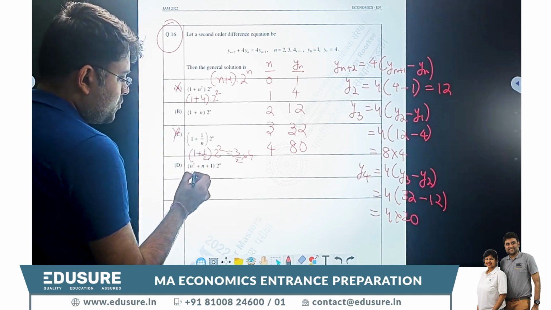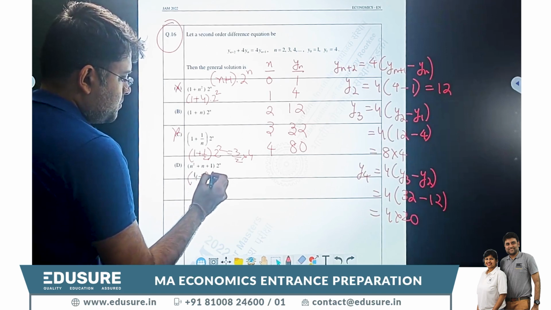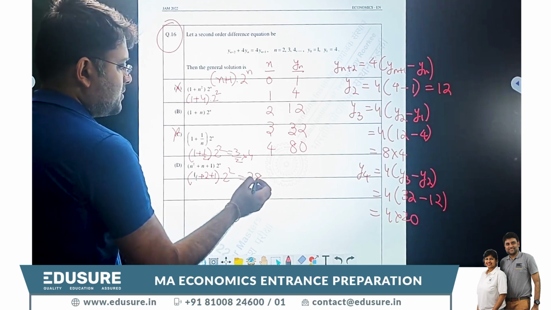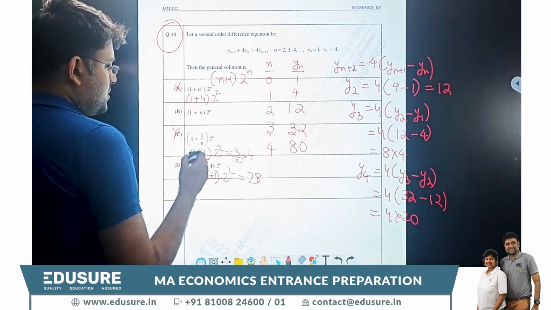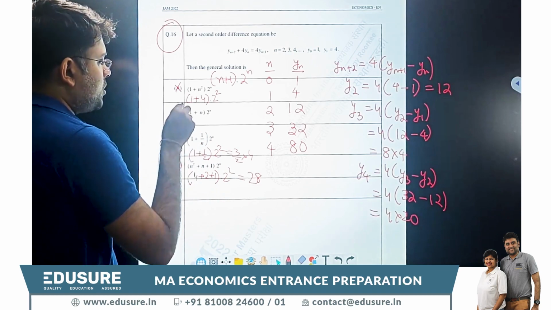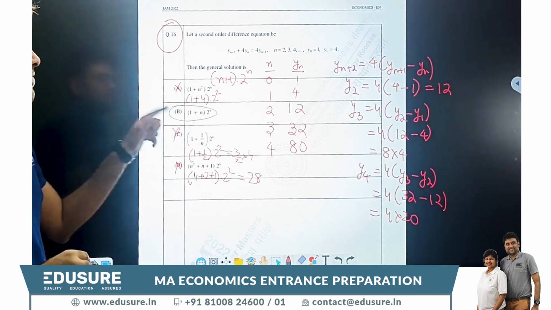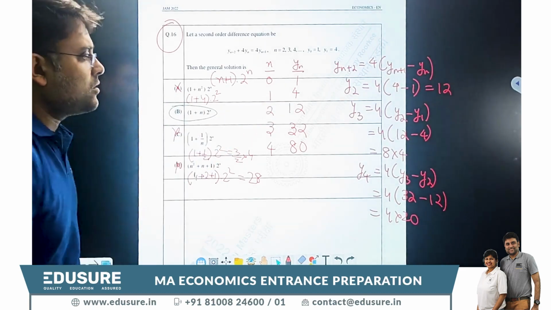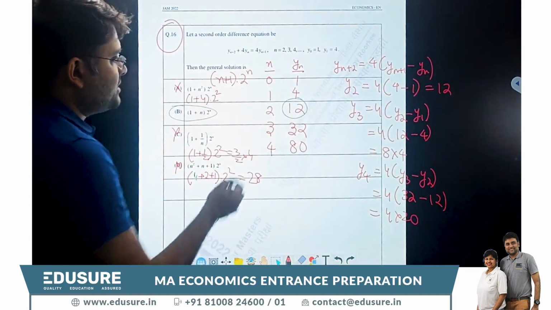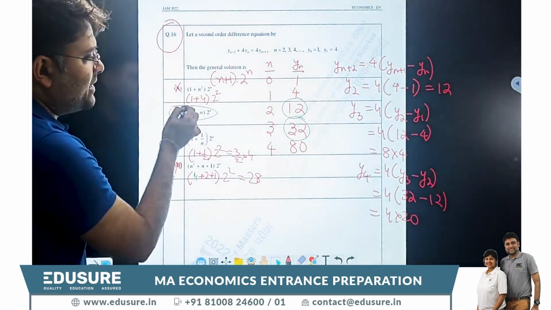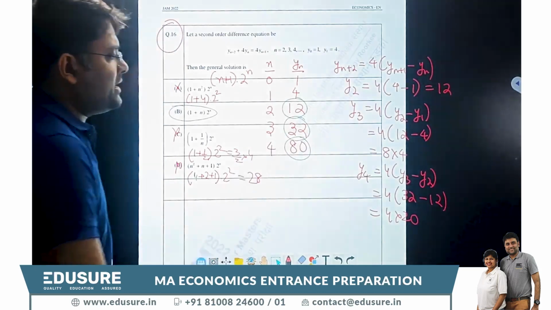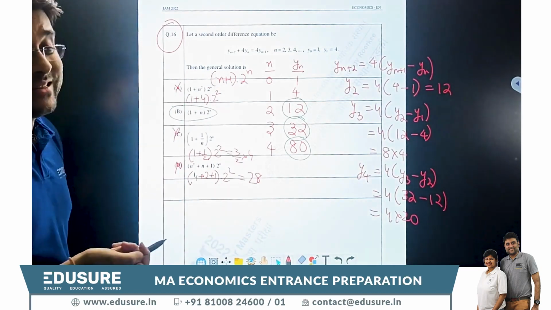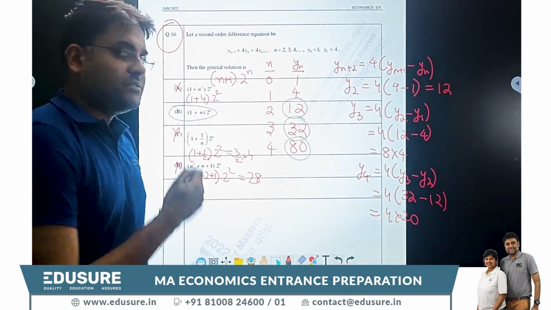N is equal to 2. 4 plus 2 plus 1 into 2 square. 7 into 4 is 28. 28 is not equal to 12. The only thing that will work out for you is option B. 1 plus 2, 3. 3 into 2 square is 12. See, I got my 12. Similarly, n is equal to 3, you should get 32, which you will get from here. N is equal to 4, you should get 80, which you get from here. So you get the values by putting in the options itself. Okay. So the answer here is B.